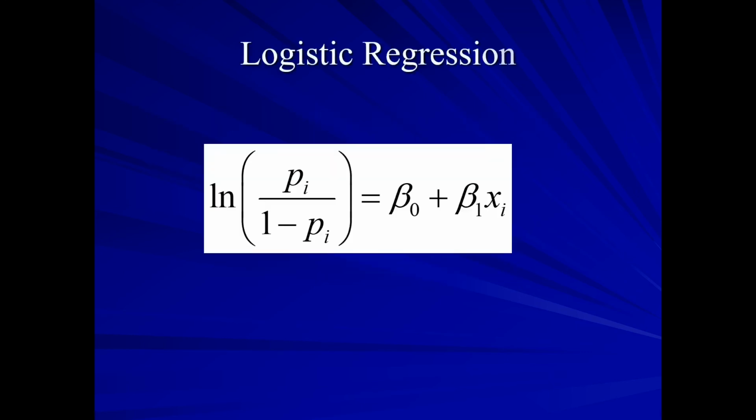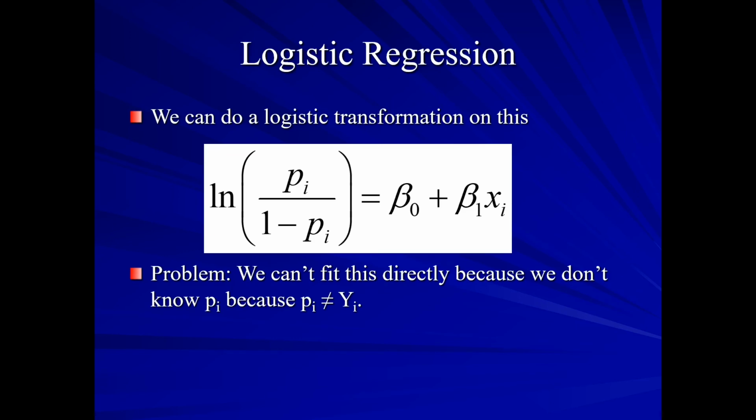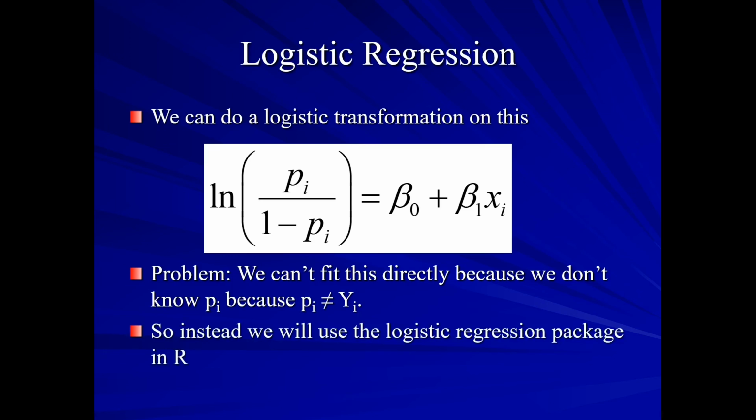Well, with logistic regression, we've got the natural log of the probability of success over 1 minus the probability of success, and we're going to set that equal to our beta 0 plus beta 1 times xi. Recall, beta 0 in linear regression was the intercept, beta 1 was the slope. Well, this is going to be our logistic transformation. We don't know that the probability at i is going to equal yi, and in fact, the probability at i is not going to equal yi. Instead, we're going to use this logistic regression package that's available in R.